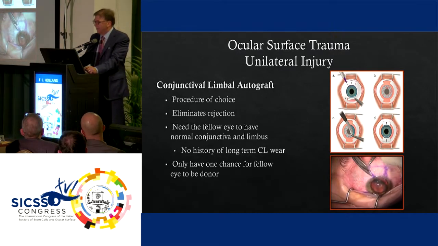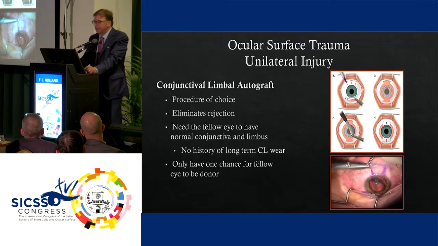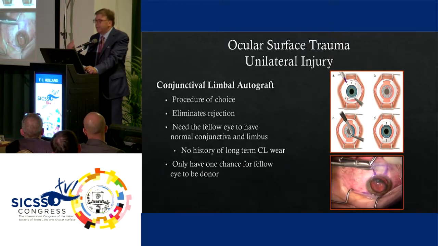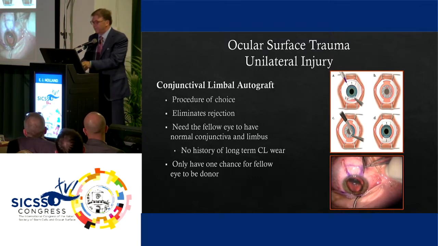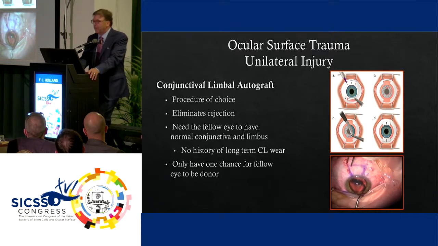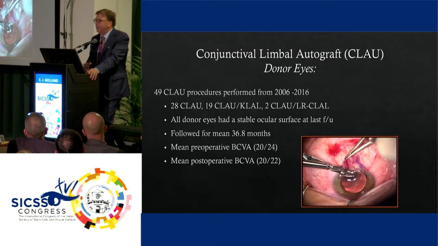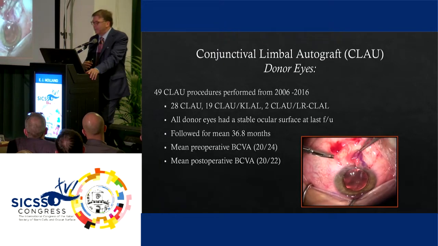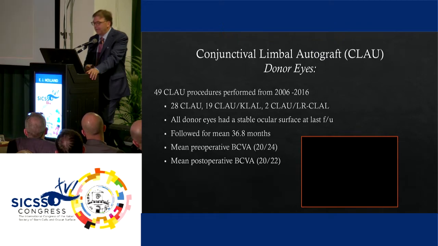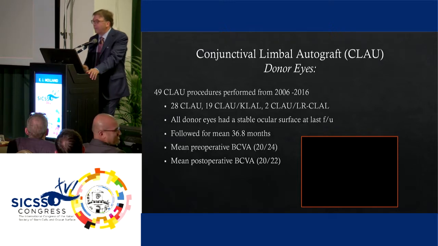This was first published by Kenyon and Tseng back in 1989. It's certainly the procedure of choice for unilateral disease, and we have great outcomes. The biggest challenge is convincing the patient to operate on the fellow eye. But we certainly have data knowing that the fellow eye does not have a high risk. And looking back at all of our autograft procedures performed in the last 10 years, all donor eyes had a stable surface, and we have no problems if that eye was preoperatively normal.